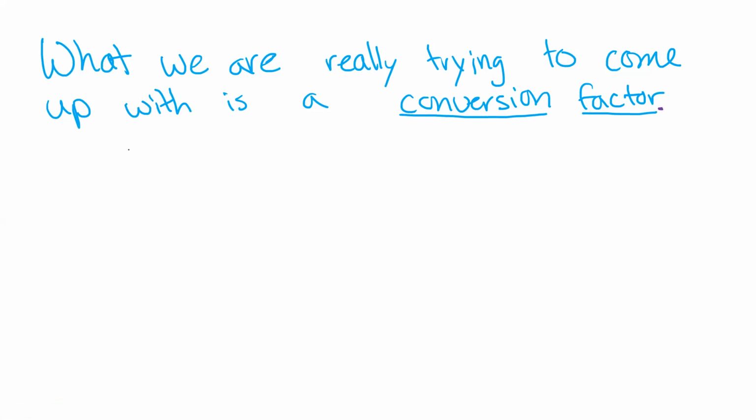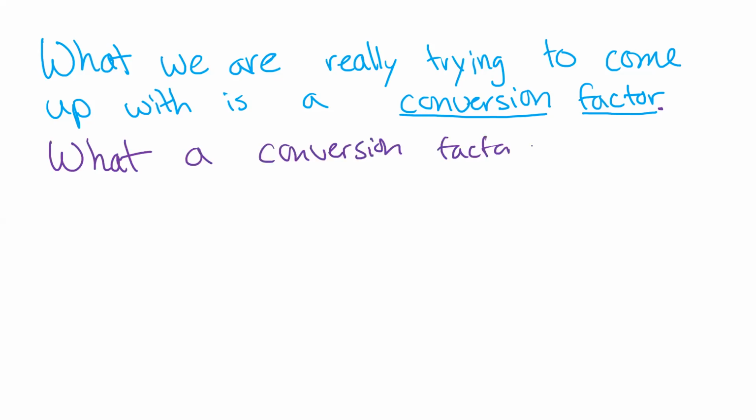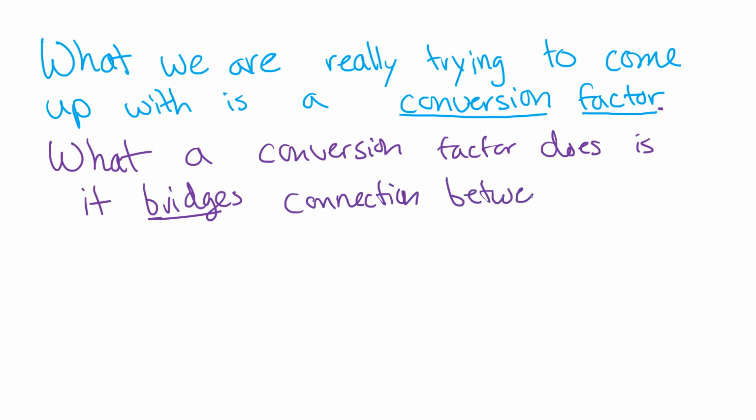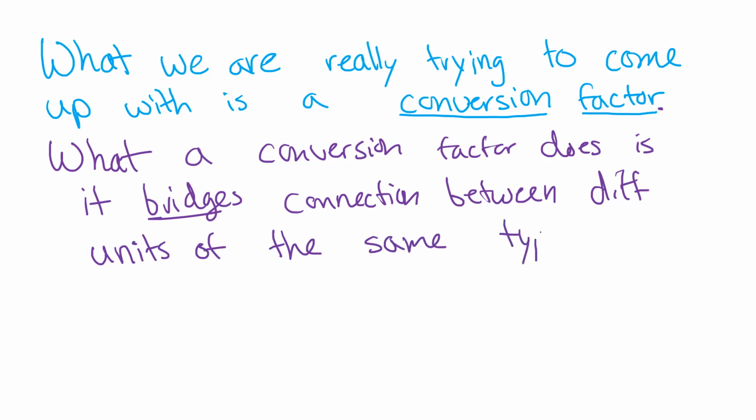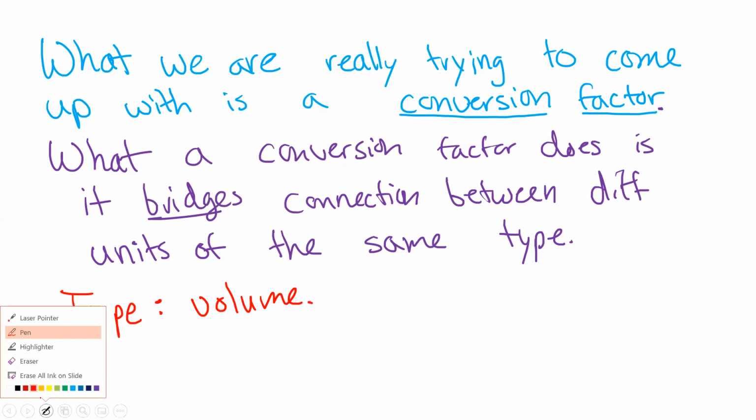So what we're looking for is a conversion factor. What a conversion factor does is bridge a connection between different units, not different types, but different units of the same type, is generally what we're looking for. So right now, the type of unit we're looking at is volume, right? Yeah. And that makes sense?